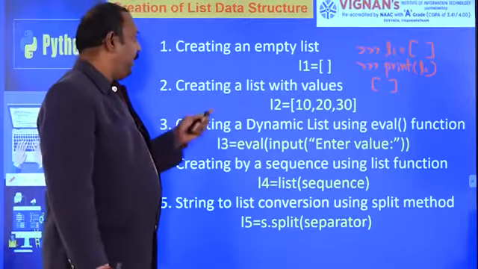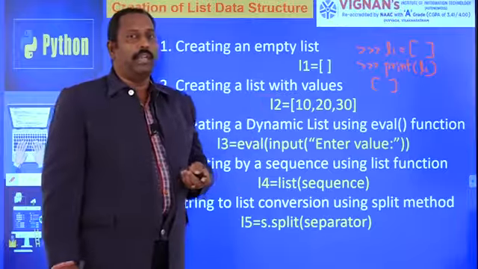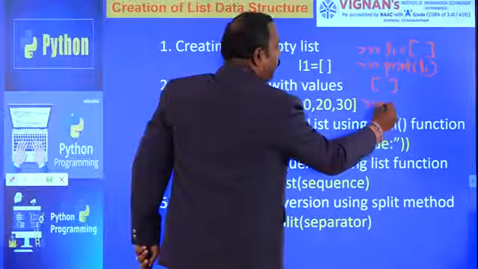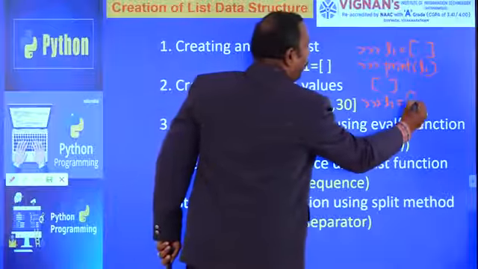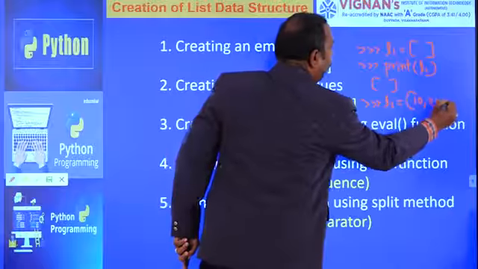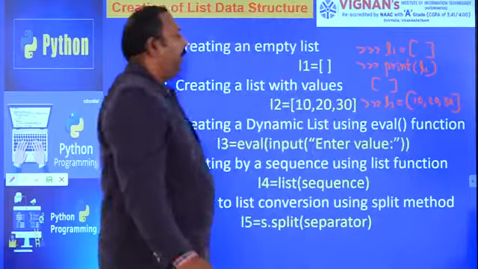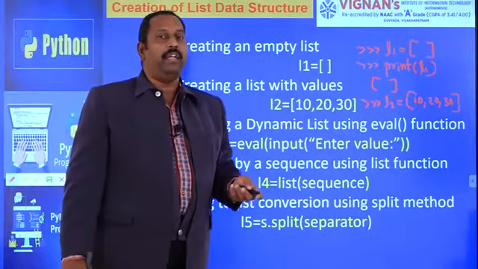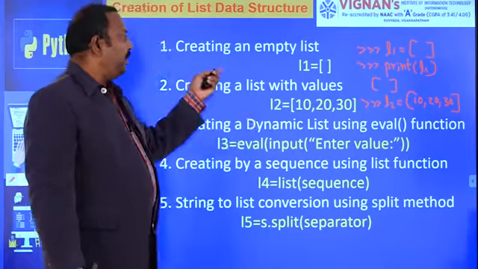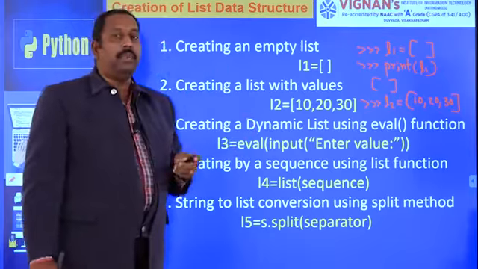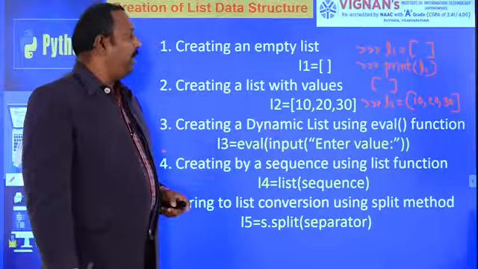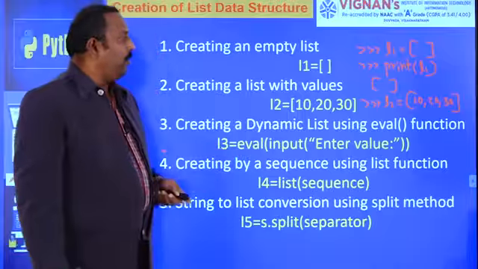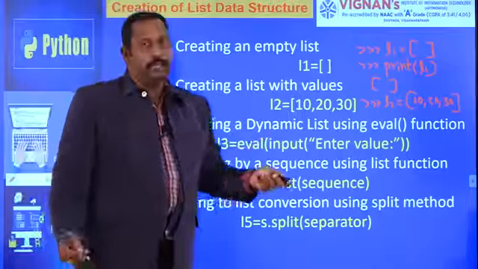And the second one, creating a list with values. Suppose I want to create L2. L2 equal to, simply you can give values 10, 20, 30. Suppose I print L2, you will get the list with values 10, 20 and 30. So the first one is the empty list creation, and the second one is a list with values. Each value must be separated by a comma. Not only integer values, we can also use different data types.